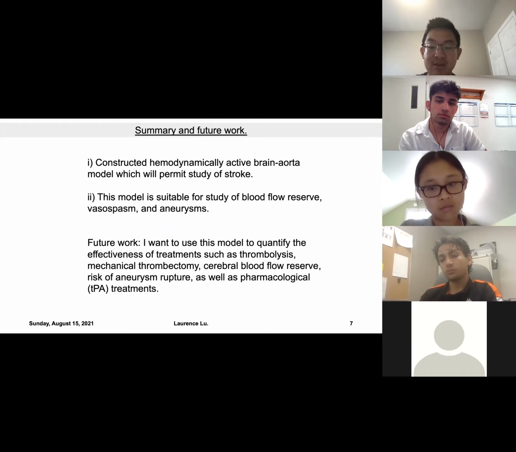In the future, I would like to use this model to quantify the effectiveness of treatments currently used, such as thrombolysis, mechanical thrombectomy, cerebral blood flow reserve, risk of aneurysm rupture, as well as pharmacological treatments such as TPA, and find ways to improve these treatments and find new ways to detect early warning signs for aging-related diseases and analyze fluid flow in arterial geometries.